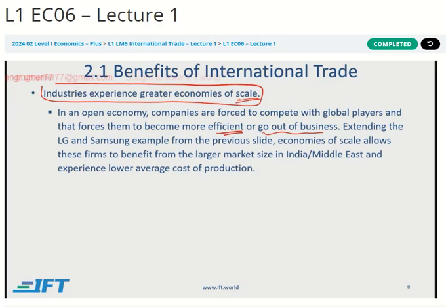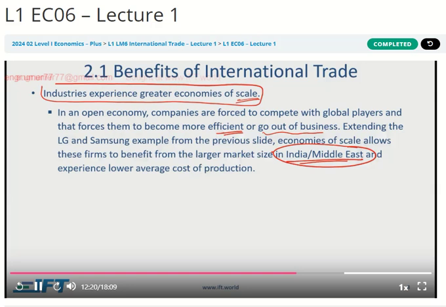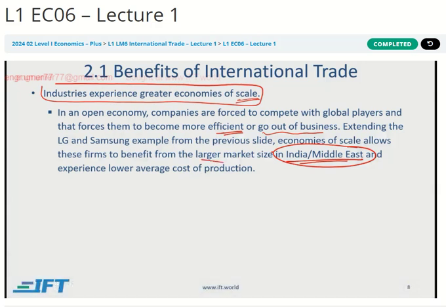And extending the example of LG and Samsung, which we discussed in the previous slide, if you look at what happened when they came into the India and the Middle Eastern markets like UAE and Saudi and other South Asian markets like India, Bangladesh, and Pakistan. So what happened was that they were able to achieve a lower cost of production.